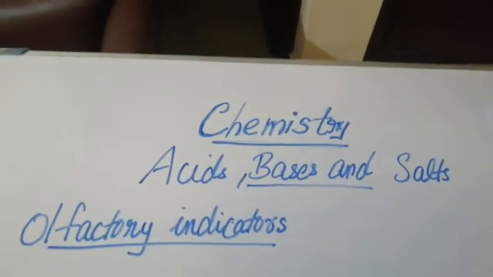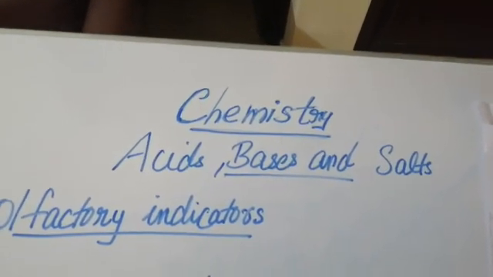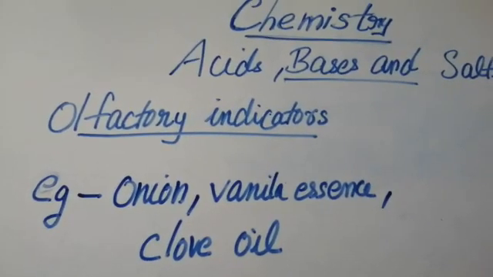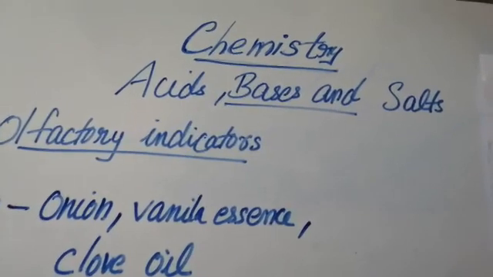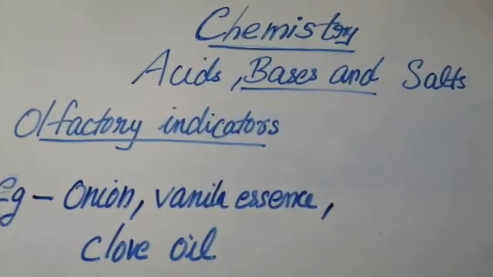For example, onion, vanilla essence and clove oil. So, we can take the example of onion. All of you know that onion has a strong smell.